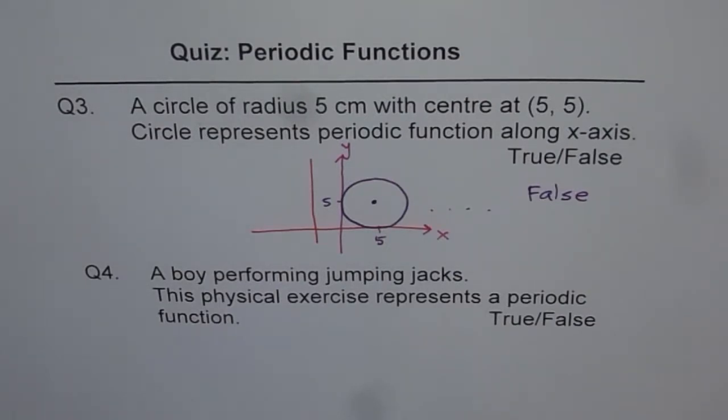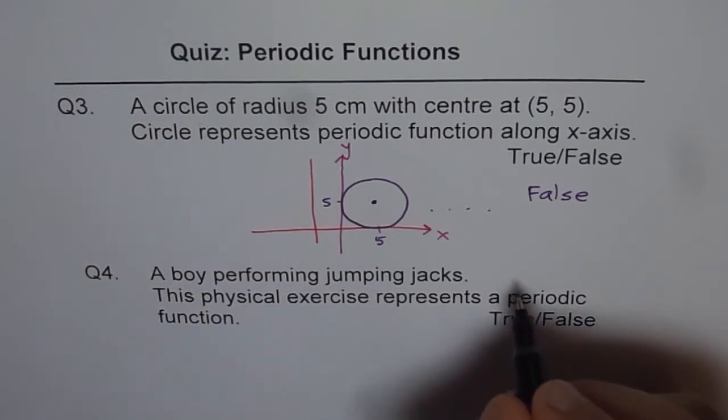Now let's move on to question number 4. A boy performing jumping jacks. This physical exercise represents a periodic function, true or false. That's interesting. Now when you perform an exercise, let's say in a count of 1, 2, 3, 4, 1, 2, 3, 4, there is a period involved, right? And the steps are also the same when you perform an exercise of jumping jacks. You will be in a position, then you stretch your legs, jump and clap your hands, and then again back to the same position. 1, 2, 3, 4. So it repeats exactly the same steps. And therefore, this statement is true.